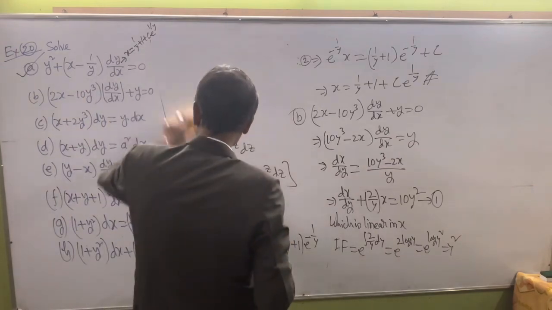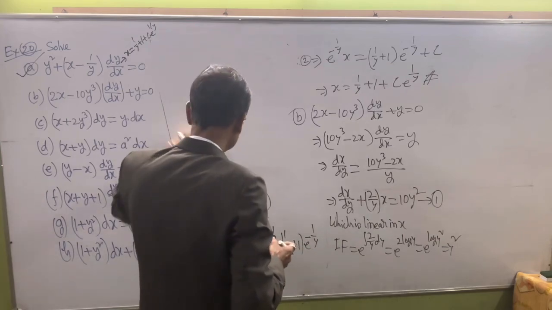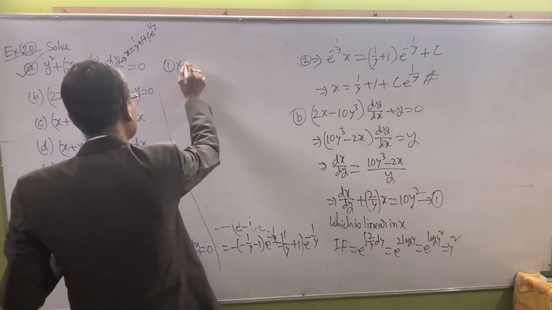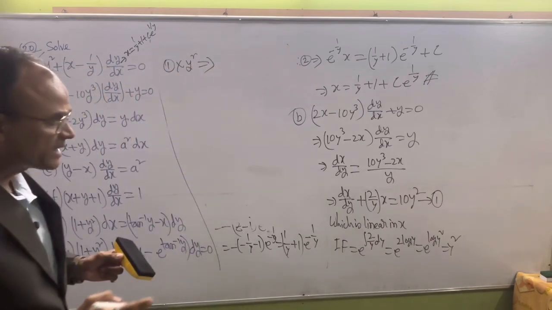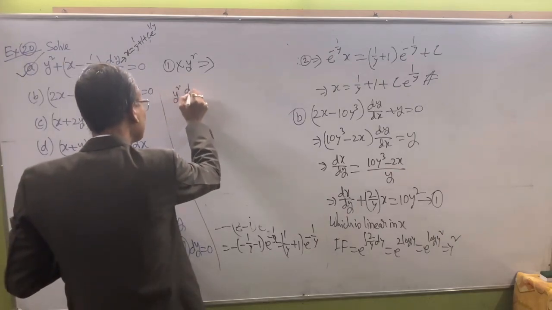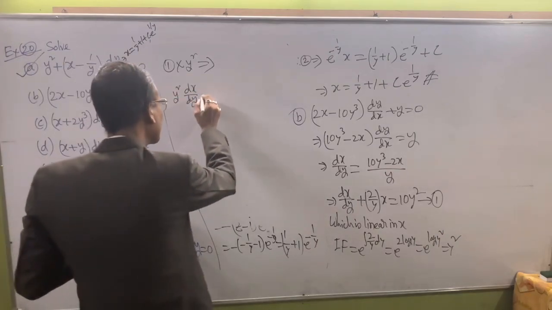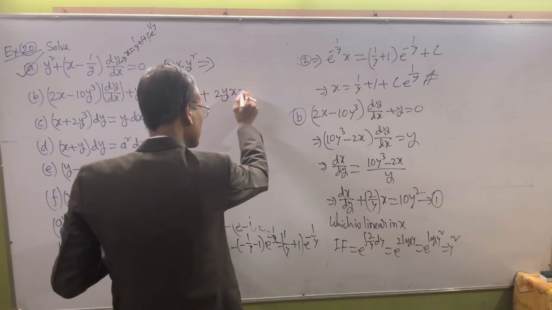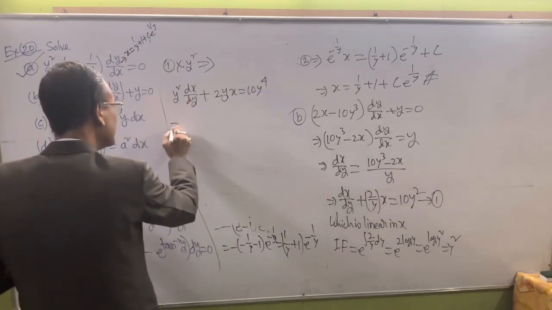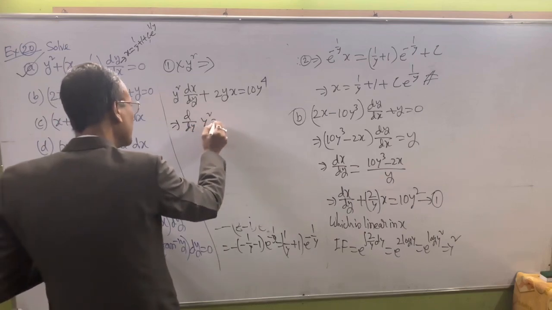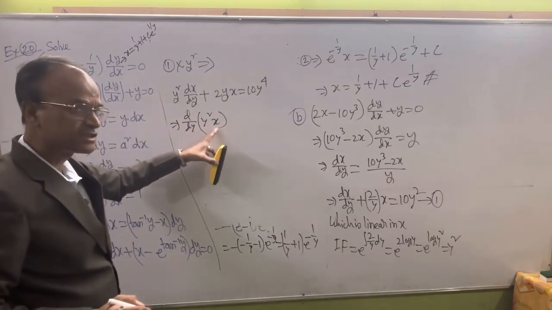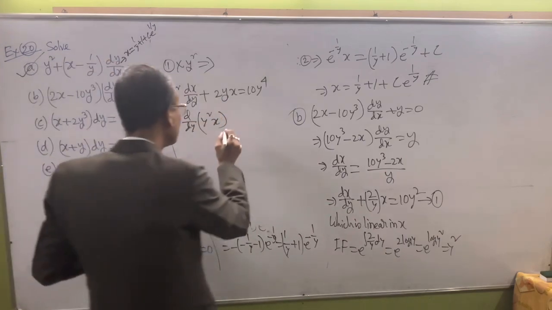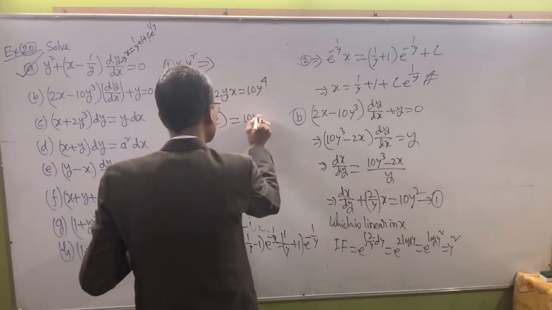Now let us first multiply the given differential equation 1 by the integrating factor y square. Y square dx by dy plus twice y x is equal to 10y to the power 4. This means d dy of y square x, first function y square dx by dy plus x, twice y, is equal to 10y to the power 4.